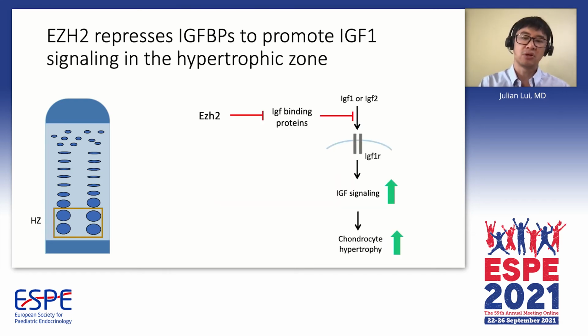And I'm just going to go directly to the conclusion here. We found that EZH2 positively regulates IGF signaling by repressing the expression of something called IGF binding proteins, including IGFBP3 and 5. So the downregulation of IGFBPs by EZH2 frees up the ligands like IGF-1 or 2 to interact with the IGF-1 receptor, therefore stimulating IGF signaling.